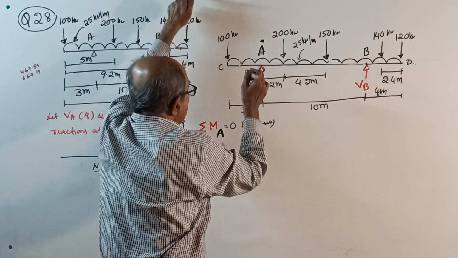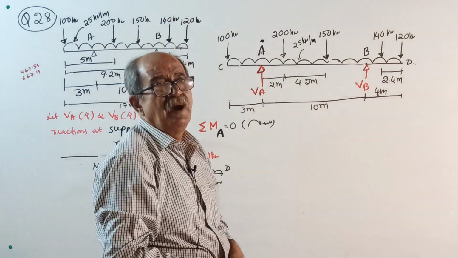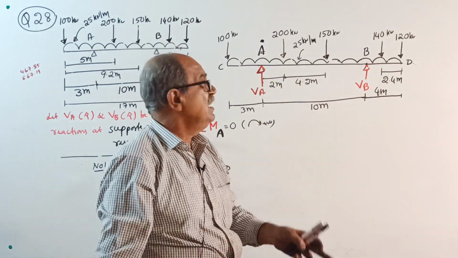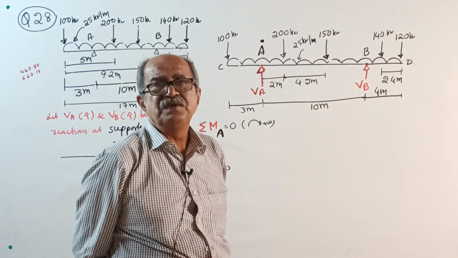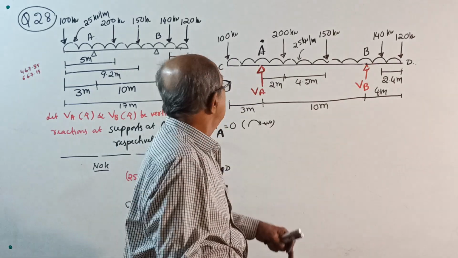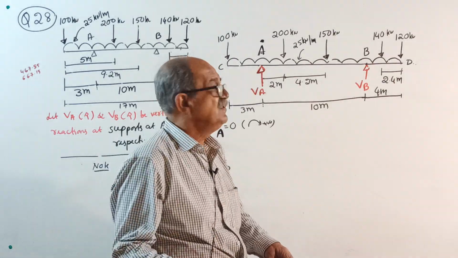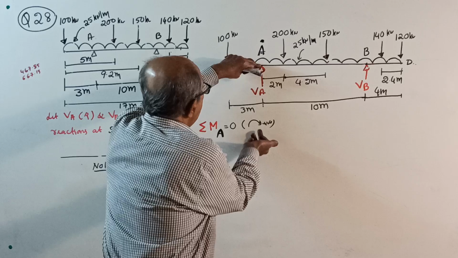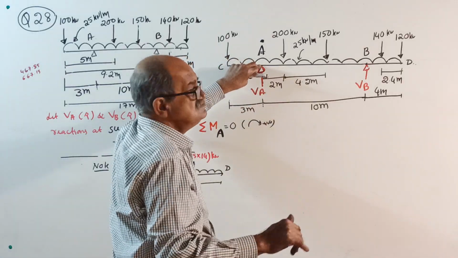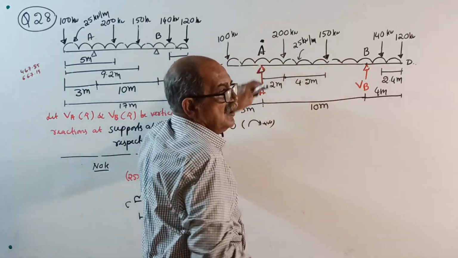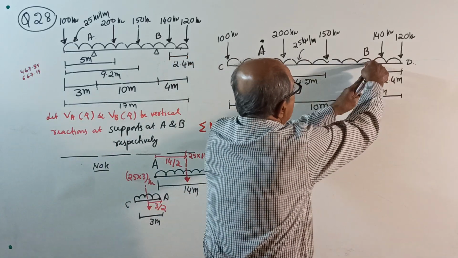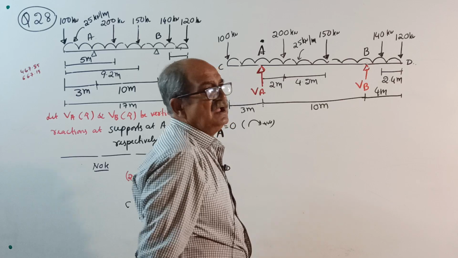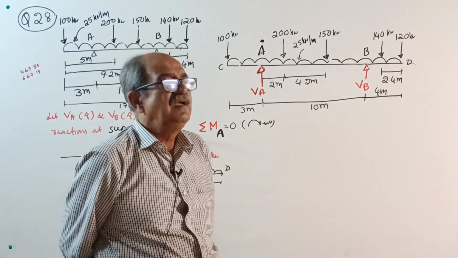Now sigma M about A equals 0. Remember, when you take sigma M equals 0, you can take either moment about A or moment about B. Both supports have one reaction each. This is told many times. If you take moment about A, VA into 0, I won't write it, you will get the value of VB. Or if you take moment about B, VB into 0, you will get VA. It is completely your choice.